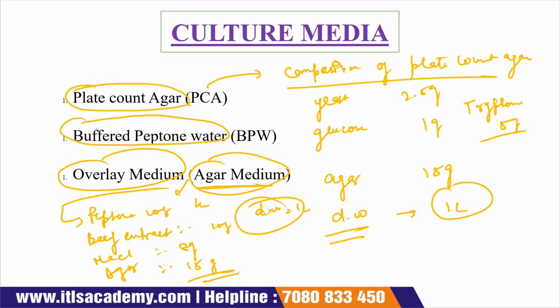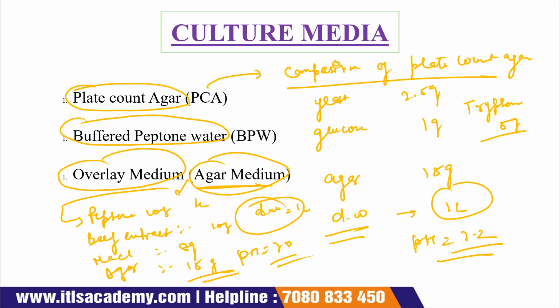Once the media is prepared, we have to adjust the pH to around 7.0, or 7.2. Then after that we autoclave the media. Why do we autoclave the media? So that if any contamination is there, it will be eliminated. For eliminating the contamination and the microorganisms, we autoclave it.